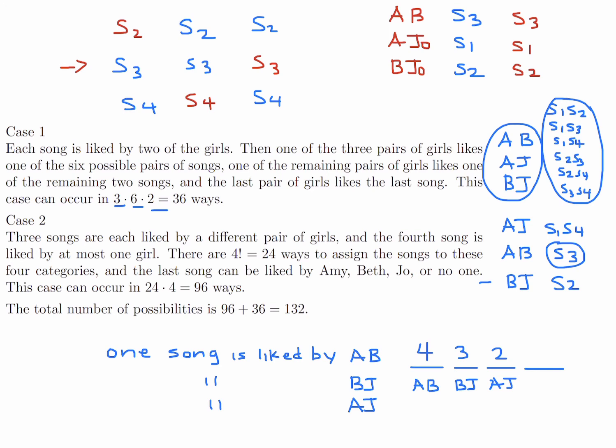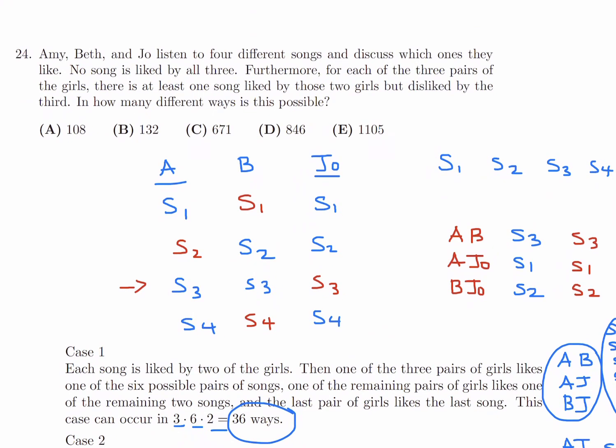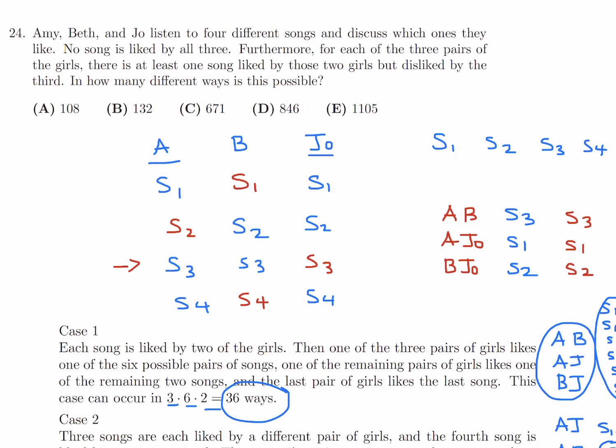And that one remaining song can be liked by an individual girl, either A, B, or J, or by nobody. So there's 4 possible ways of that last song being allocated. So that's why you put a 4 there. And this is the total number of cases in the second scenario. And that totals 96. So you have to add the 36 with the 96. And when you do, you get 132 total number of possibilities. And therefore, this question number 24, the answer is B.